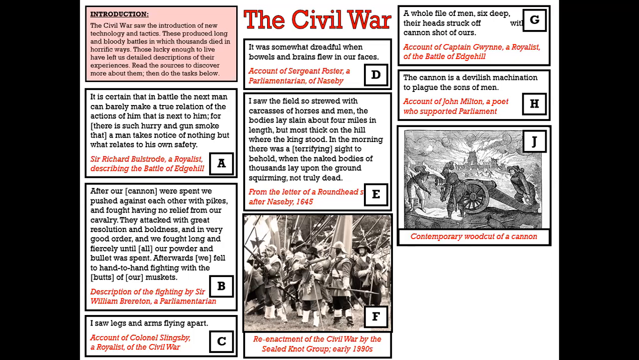Source G is from Captain Gwyn, a royalist at the Battle of Edgehill. I am sorry, the formatting's gone a bit weird. A whole file of men, 6 deep, their heads struck off with cannon shot of ours.